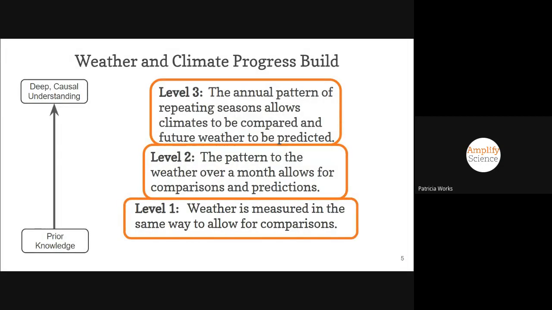In part 1 of this workshop, we saw that the progress build for weather and climate included these levels. At level 1, students understood that weather had to be measured in the same way to allow for comparisons. Then building on that, during level 2 instruction, they came to understand that the pattern to the weather over a month allows for comparisons and predictions. And then the level 3 idea was that the annual pattern of repeating seasons allows climates to be compared and future weather to be predicted.